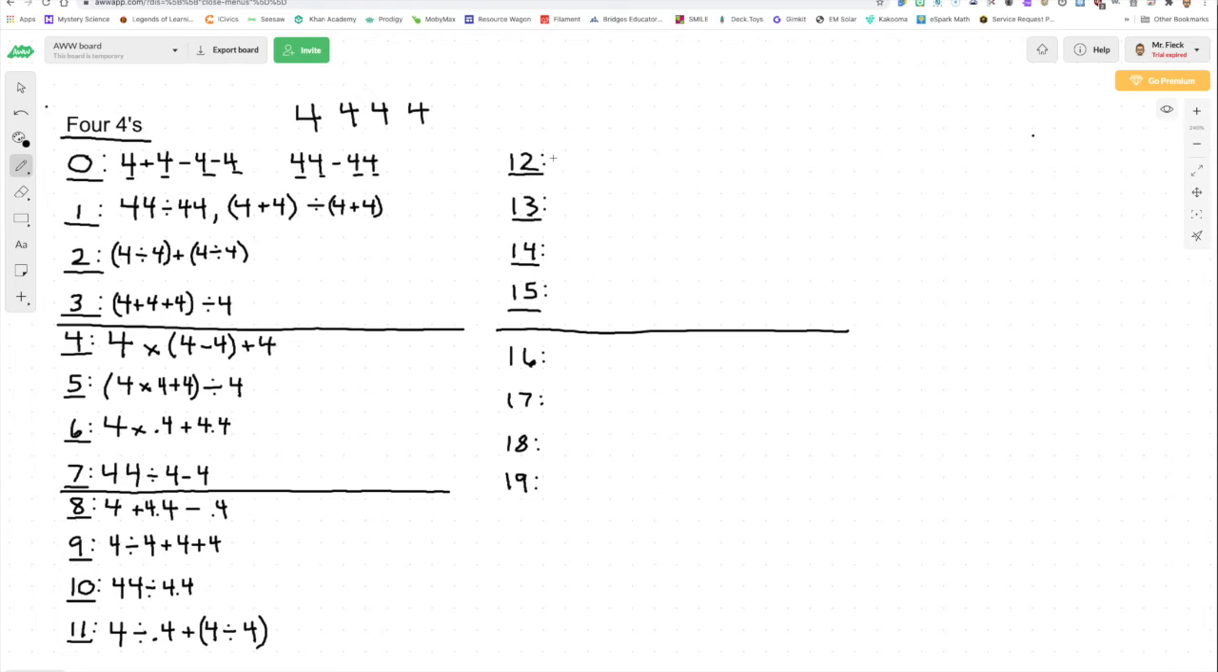We're going to start with the 4 fours again and go over the solutions for 12, 13, 14, and 15 that you should have found yesterday. And then your first task for today is using 4 fours to solve for 16, 17, 18, and 19. And today we're going to learn a new number and how it works in one of our solutions.